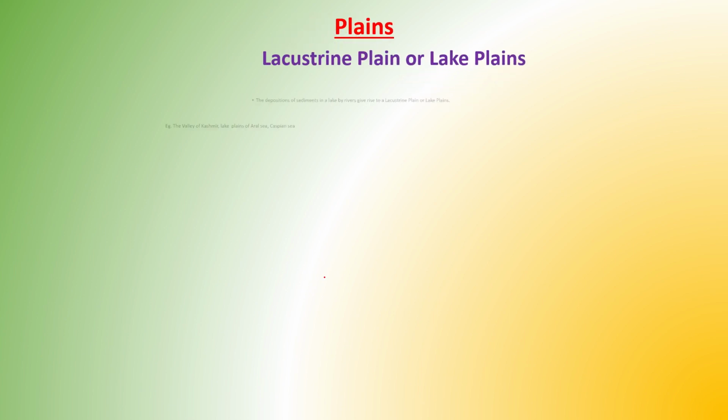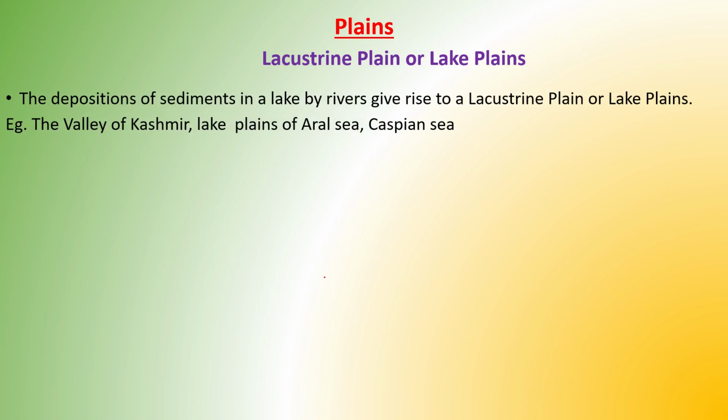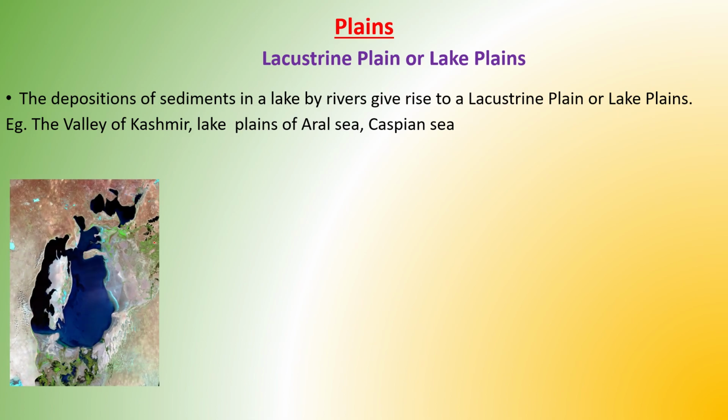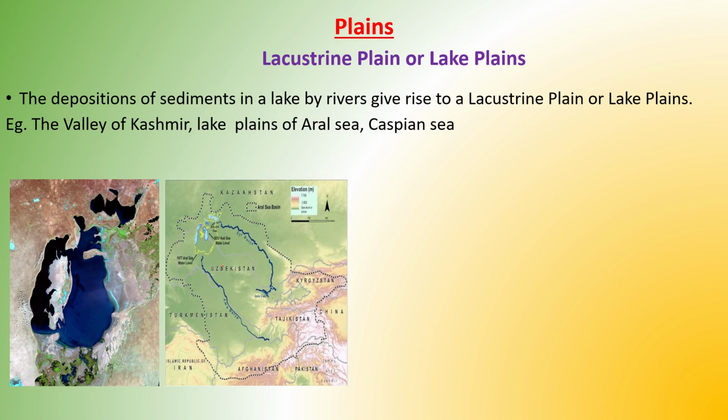Lacustrine plain or lake plains. The deposition of sediments in a lake by rivers gives rise to a lacustrine plain or lake plain. For example, the Valley of Kashmir, lake plains of the Aral Sea, Caspian Sea. Now, if you observe this particular picture, this map, the Aral Sea earlier was this much big, and the rivers Syr Darya and Amu Darya used to flow into this lake and deposit silt over there.